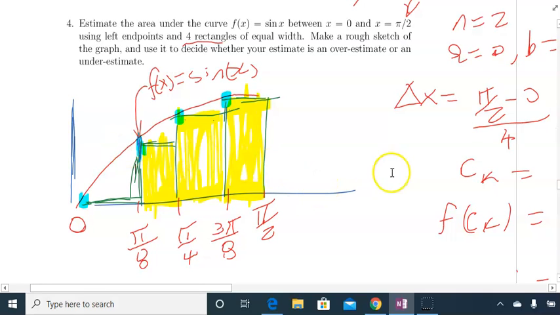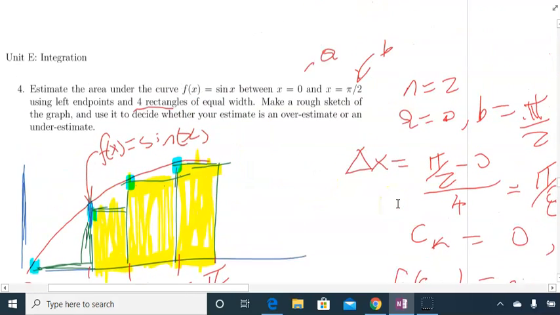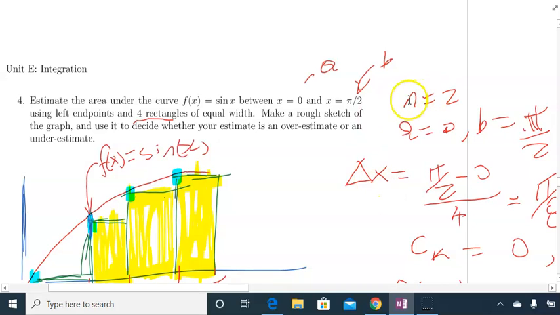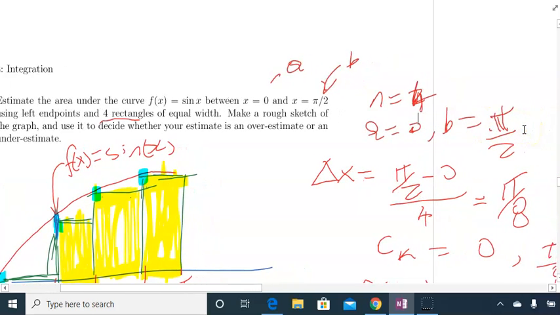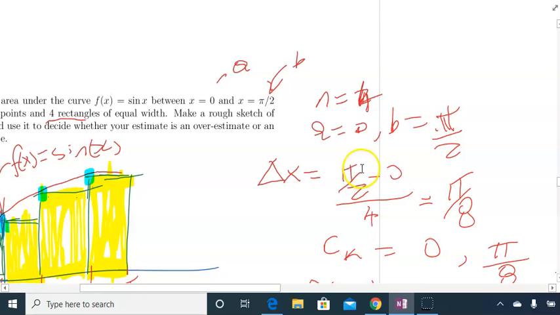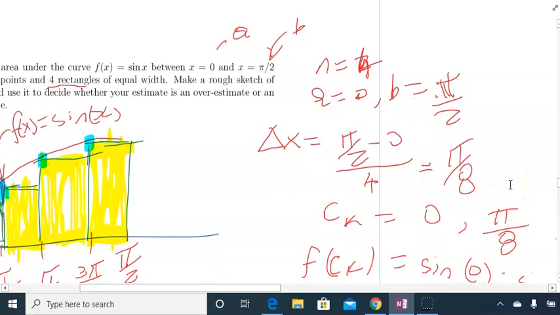Okay, so what we want to do then is break it down into 4 rectangles. That's what we did, so n was equal to 4. So a was 0, b was pi over 2. So your delta x would be equal to pi over 2 minus 0, that's b minus a over n. So our answer would be pi over 2 minus 0 over 4. And so that gives you pi over 8.